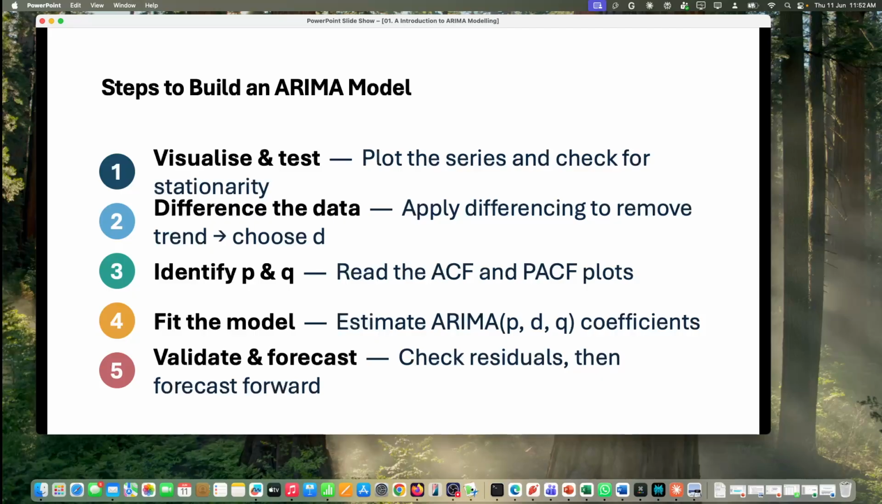Then the third important step is a very big step: how to identify the P and Q? That means how many lags. So we have to calculate what are called autocorrelation and partial autocorrelation plots. We are going to discuss that in the next session. Then fit the model, estimate the PDQ, and then validate and forecast. These are all the basic steps of an ARIMA model.